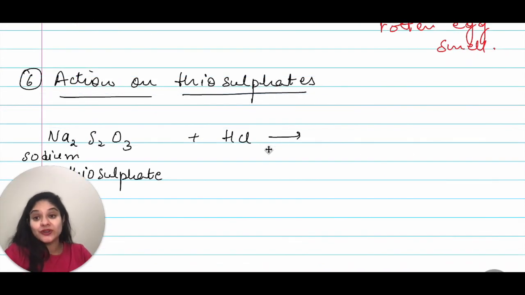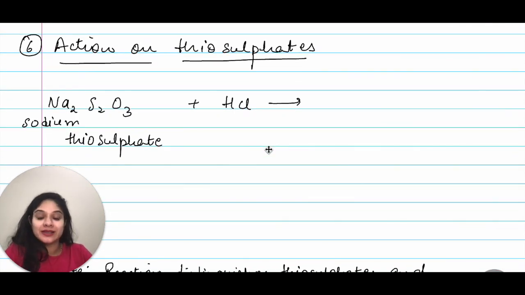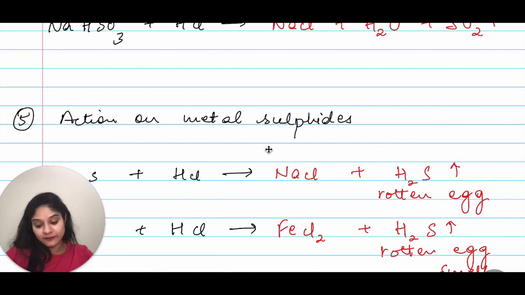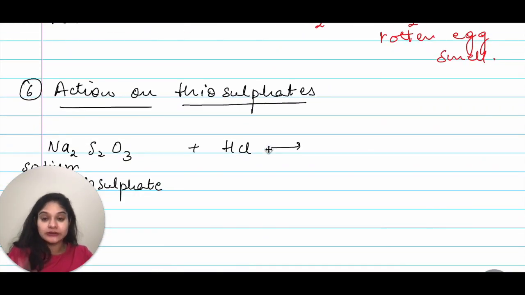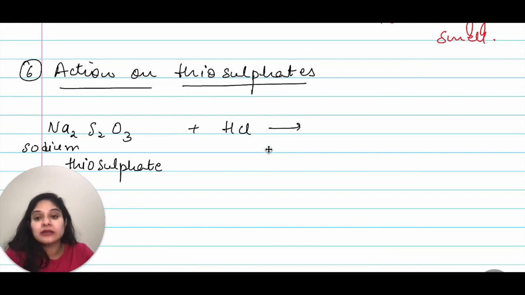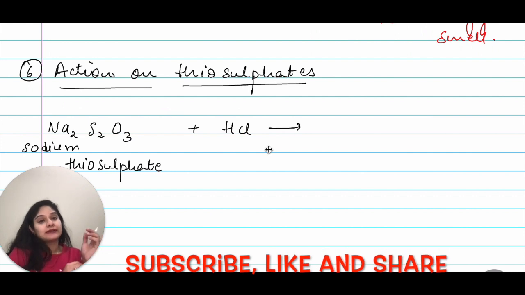So now, moving on to the sixth point, that is action on thiosulfates. So you just have one example in here, that is Na2S2O3, that is sodium thiosulfate. So what is the difference between all sulfites and sulfides that we did? The difference is that when we react this, we are getting all the same products like the previous reaction, but along with that, we also get sulfur as a precipitate.